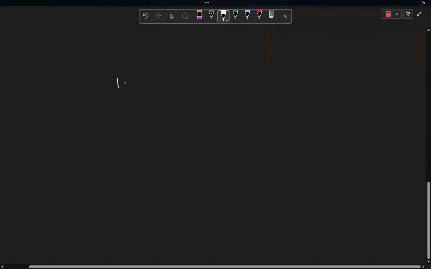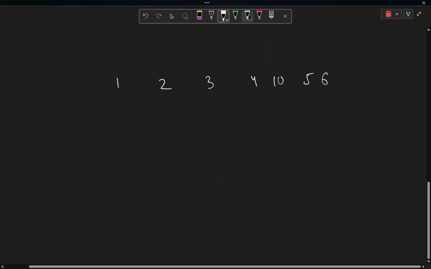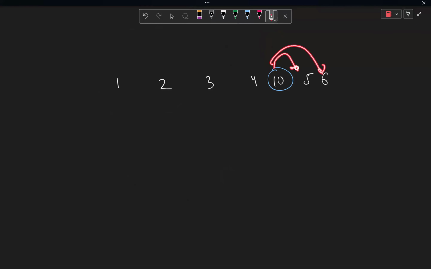Let's say you have an array such as 1, 2, 3, 4, 10, 5, 6, and this 10 is your cow. At what place should I shift this 10 so that you play the maximum number of games, or actually win the maximum number of games? This is obvious: swapping this 10 with one of these people will help you play the maximum number of games.